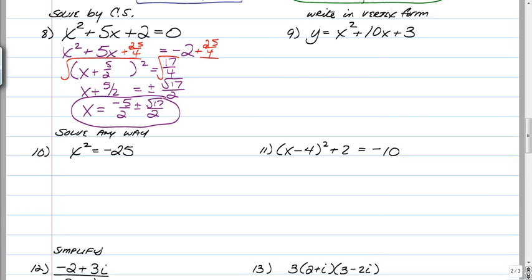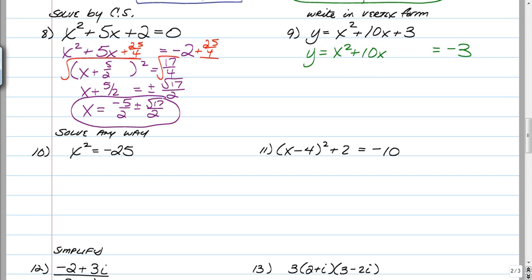Now, writing in vertex form, it is the same process. Just like earlier, we have y is equal to x squared plus 10x plus 3. Bring the 3 to the right side, so subtract 3 from both sides.